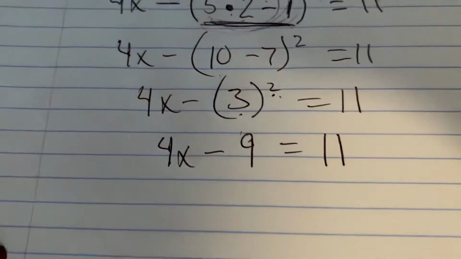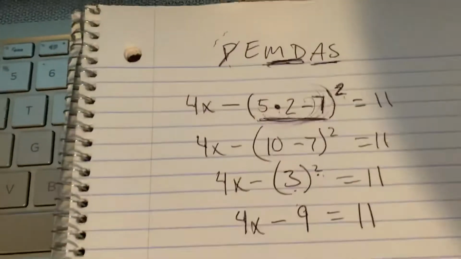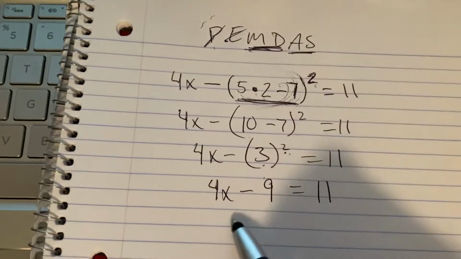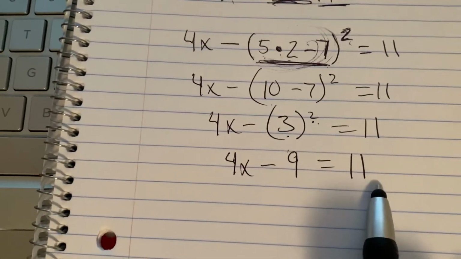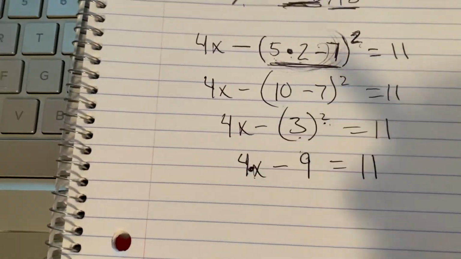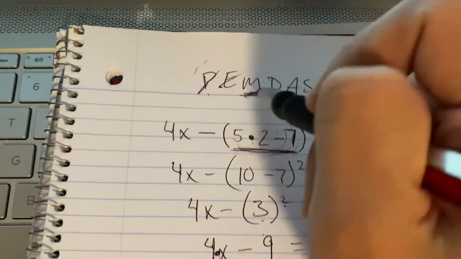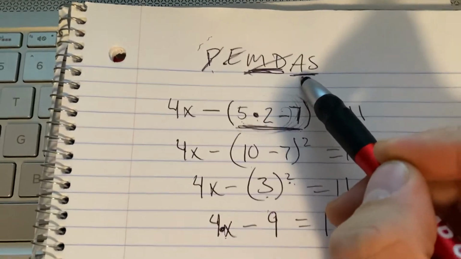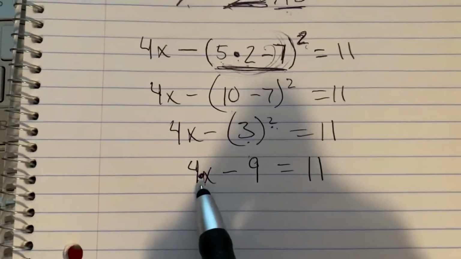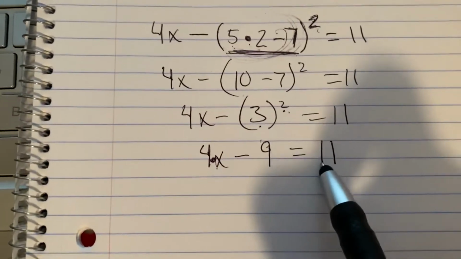Now that we have moved through all the exponents, do we have any multiplication or division? And as you can see here, we don't. We have 4 times x, which is 4x. So we've already done that. So now we just move to addition and subtraction. So we have 4x minus 9 equals 11.